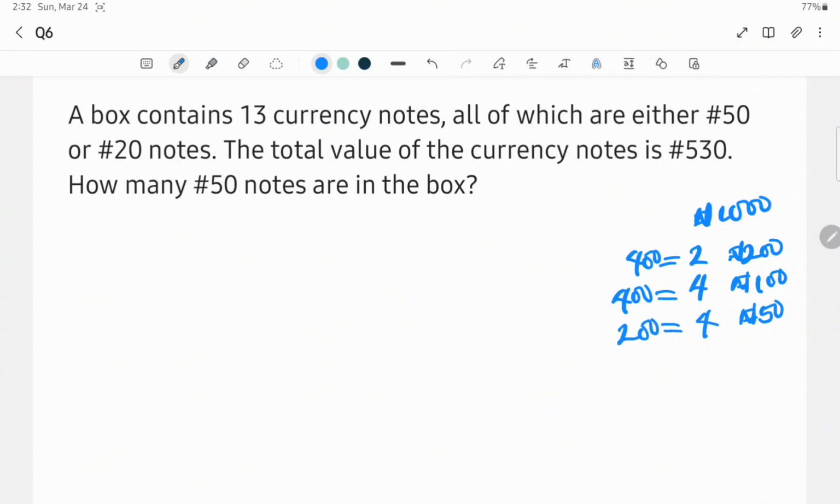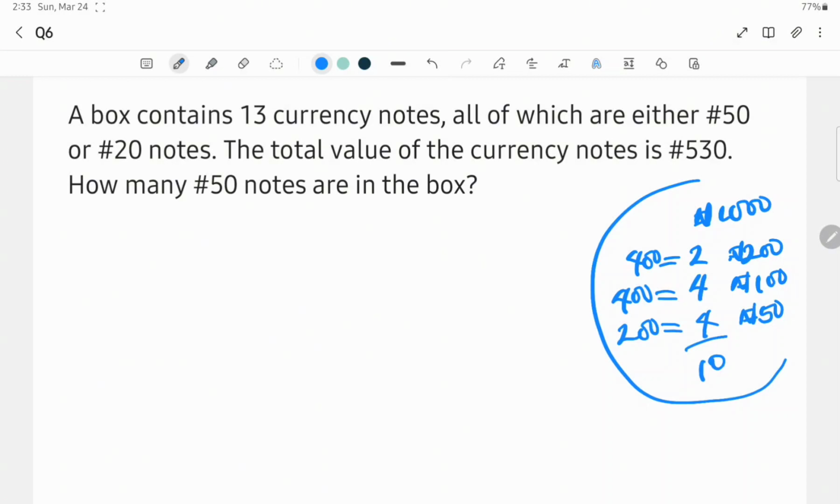Now, from the question, we're told the total number of currency notes. So if we're going to use this analogy as well, that means in this case, our total number of currency notes is 10, some of which are 200, some of which are 100 naira, and some of which are 50 naira. Now, from our question, we're told the total value of the currency notes is 530 naira. In this simple analogy I'm using 1,000 naira.